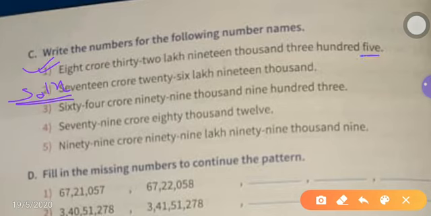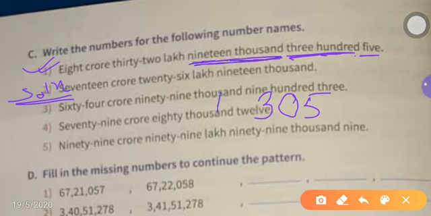305 is given. So the ones place is what? 5. Tens place is missing here. After that, 300 is given. How many hundreds? 300. That means the tens place is missing. In the tens place, what will we put? 0. After that, 300, hundreds place, 3.